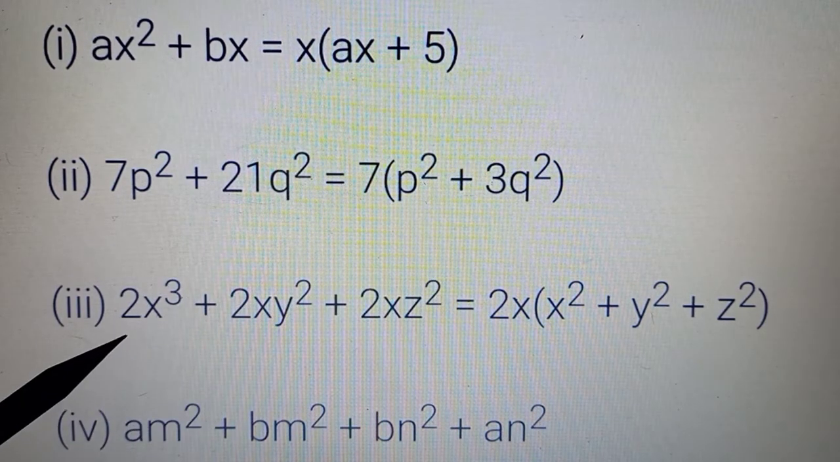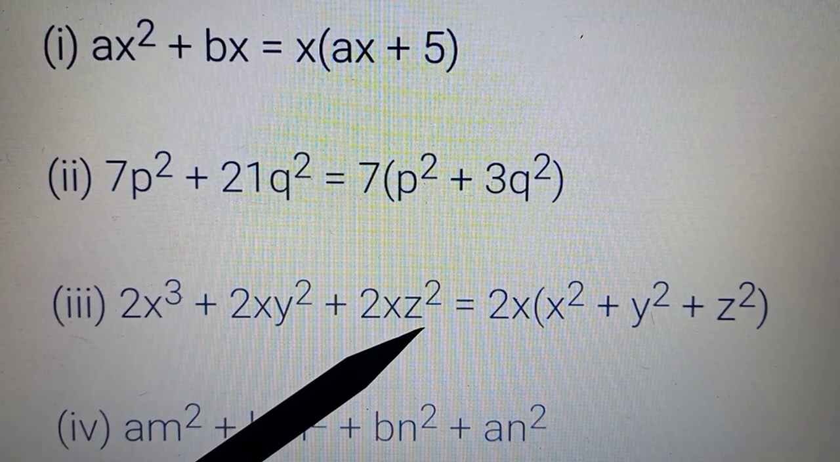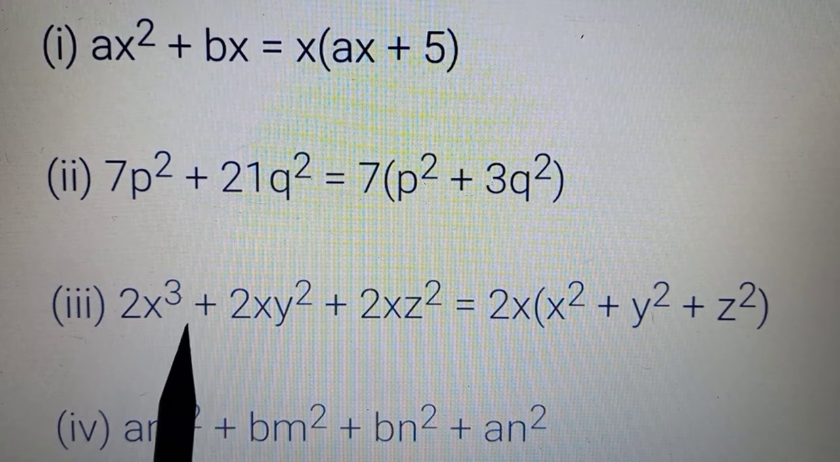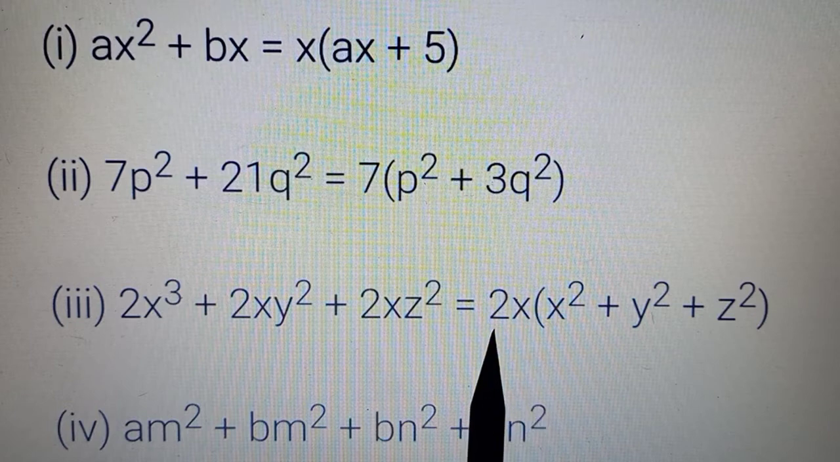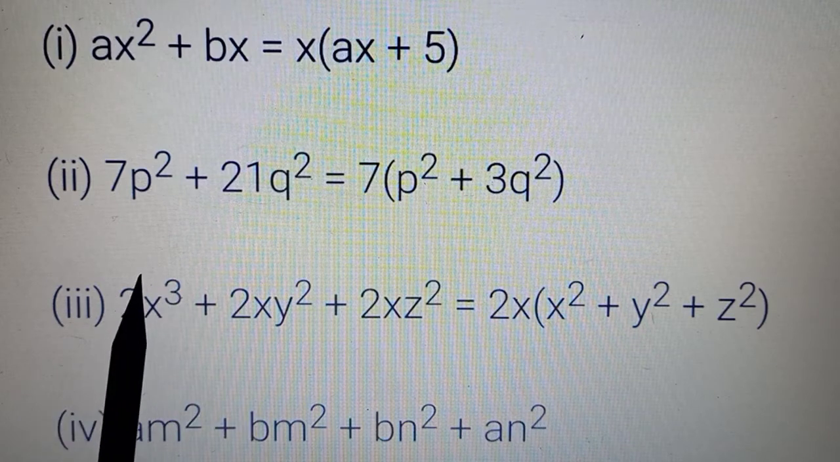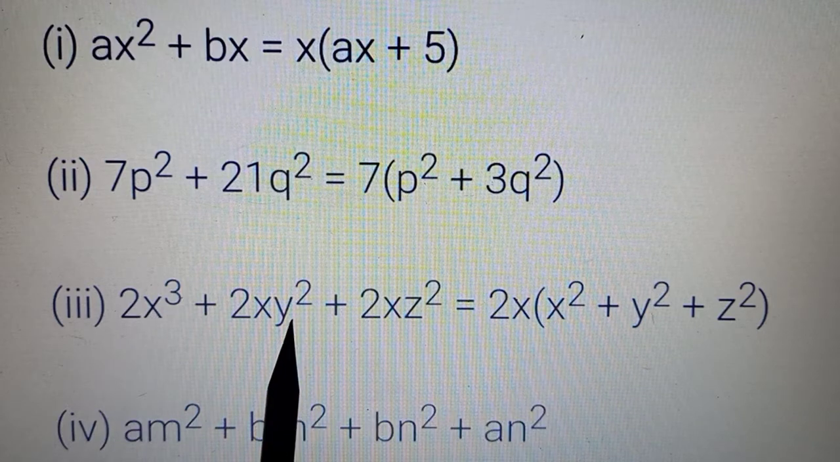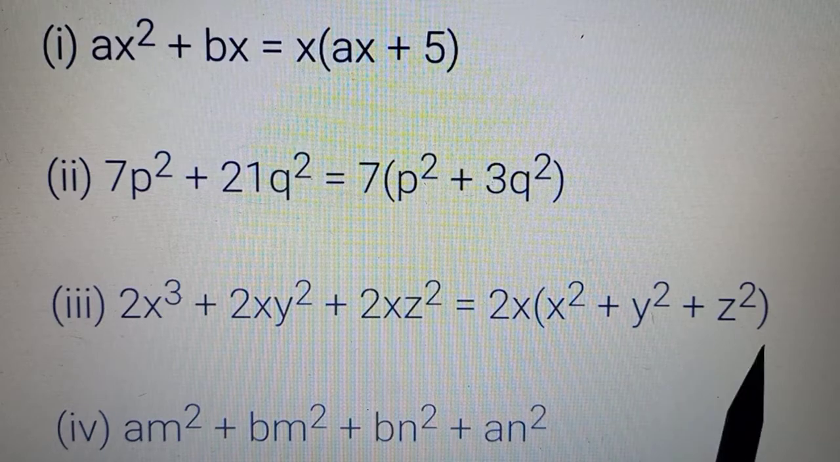Okay. Third one, you have 2x cube, 2xy square, 2xz square. So we see 2, 2, 2 present in all the three terms. Then an x, x, x also present. So 2x both will come out, 2 and x. Bracket, what remains here? One of the 2, one of the x gone. Out of 2x cube, 2x still remains. So x square. From here, this gone. So y square. And from here, plus z square.